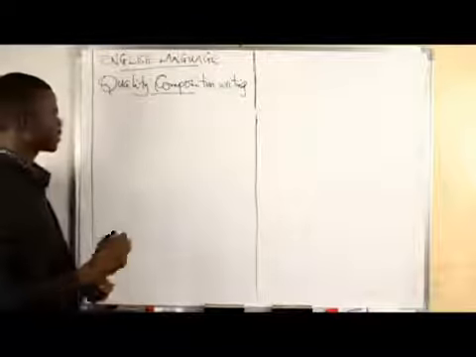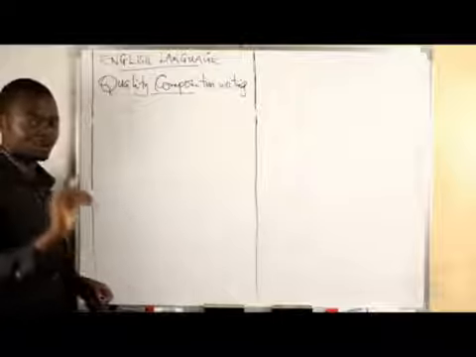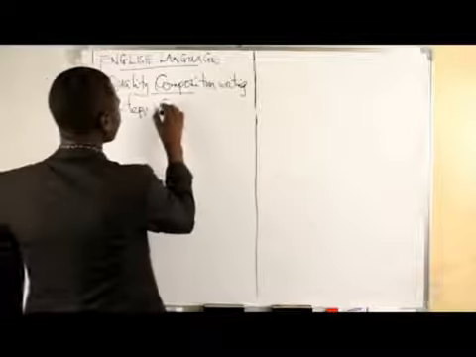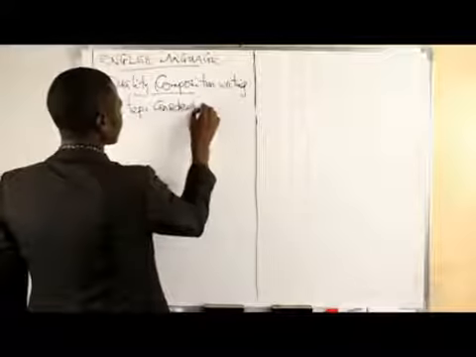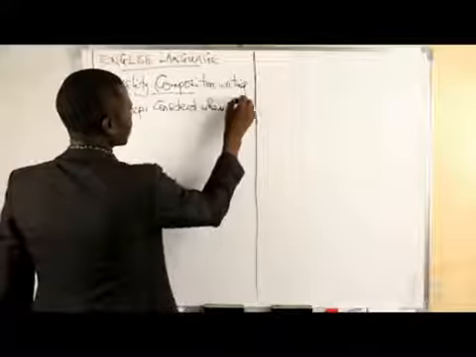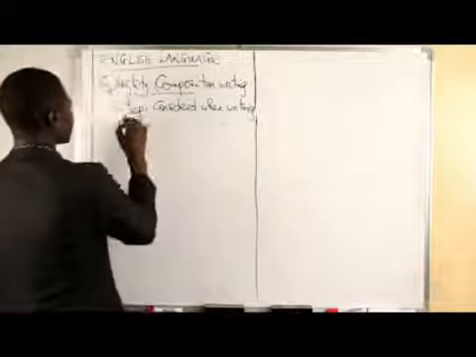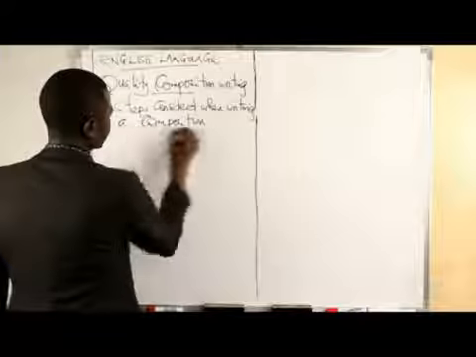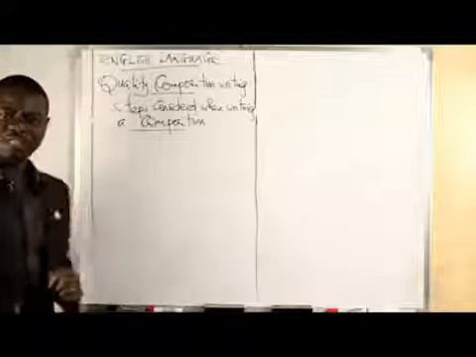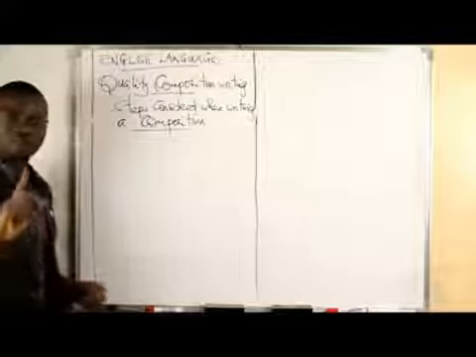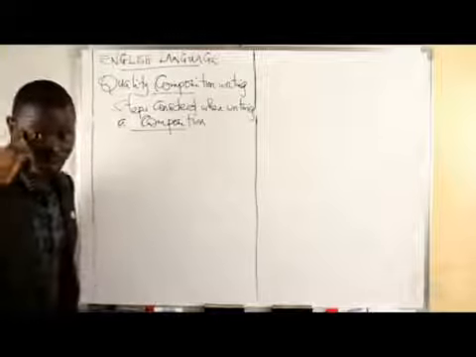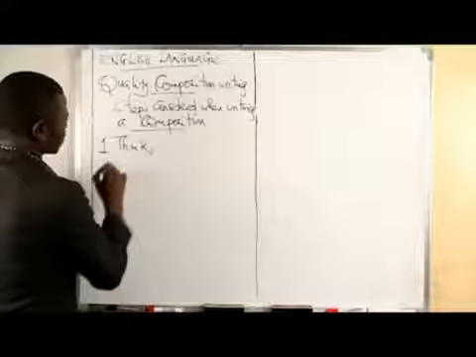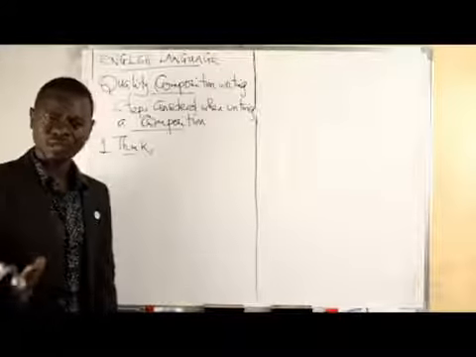Now look at this. The steps considered when writing a composition. All right. First things first. Step number 1, you have to think. Think. Question. How then should you think?